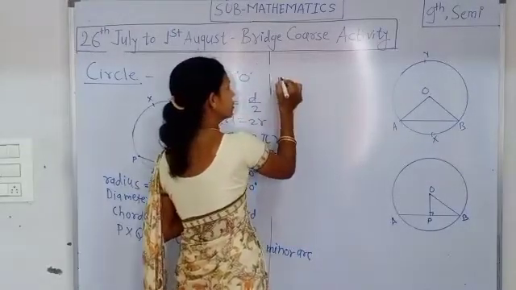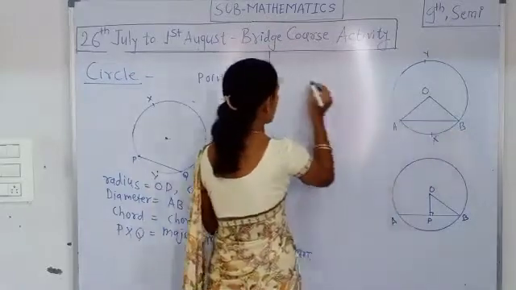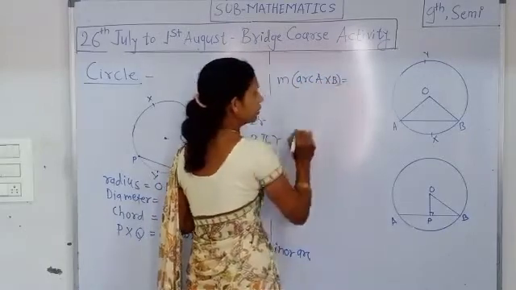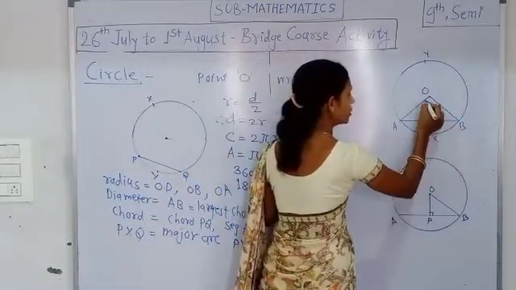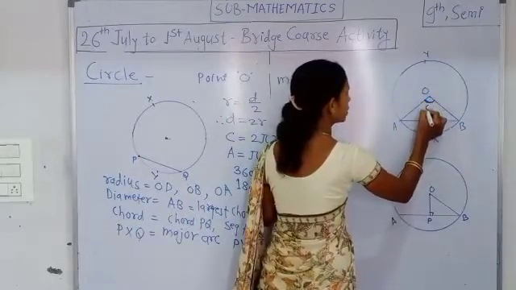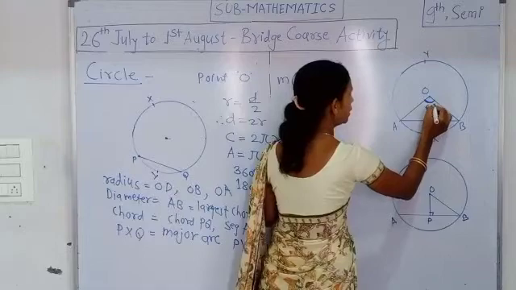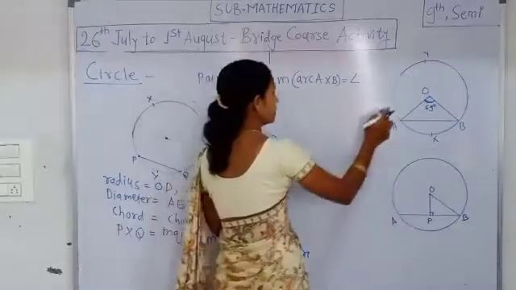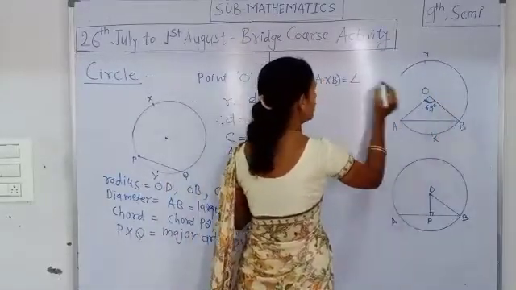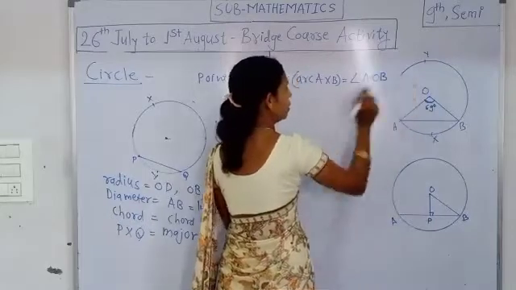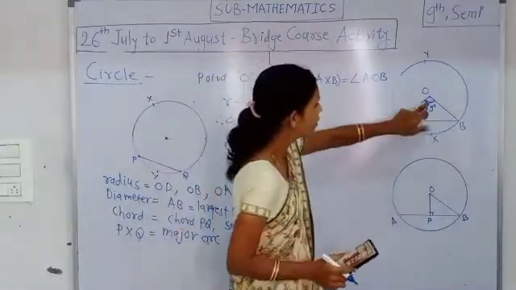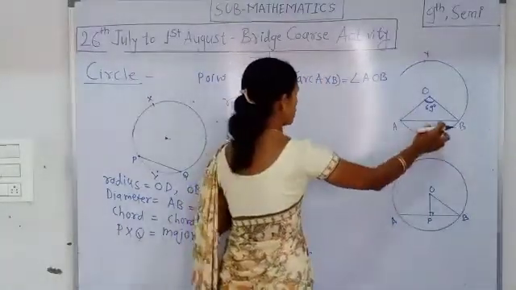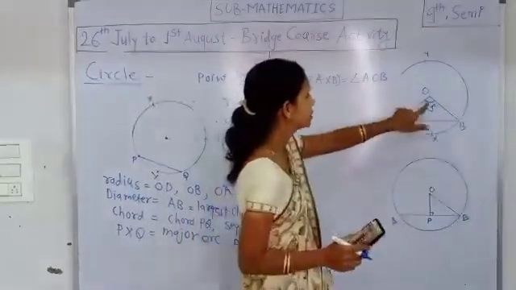Then we can measure that arc. The measure of arc AXB is the measurement of that central angle. If that central angle is 69 degree, then the measure of that arc is 69 degree. See here, angle AOB is a central angle. The measurement of the central angle is the measure of that minor arc subtended by that central angle.